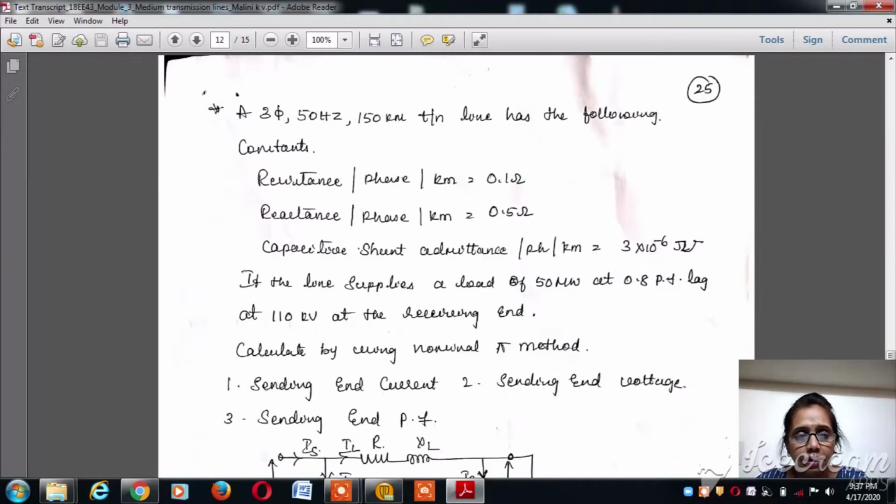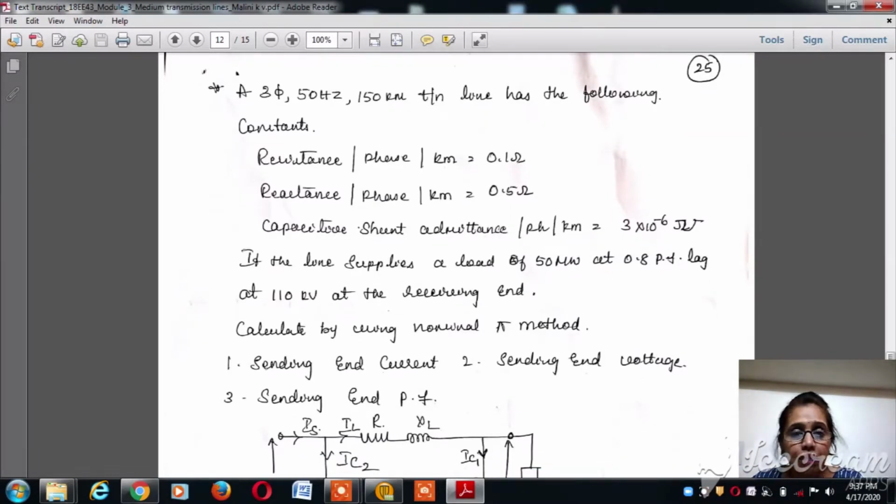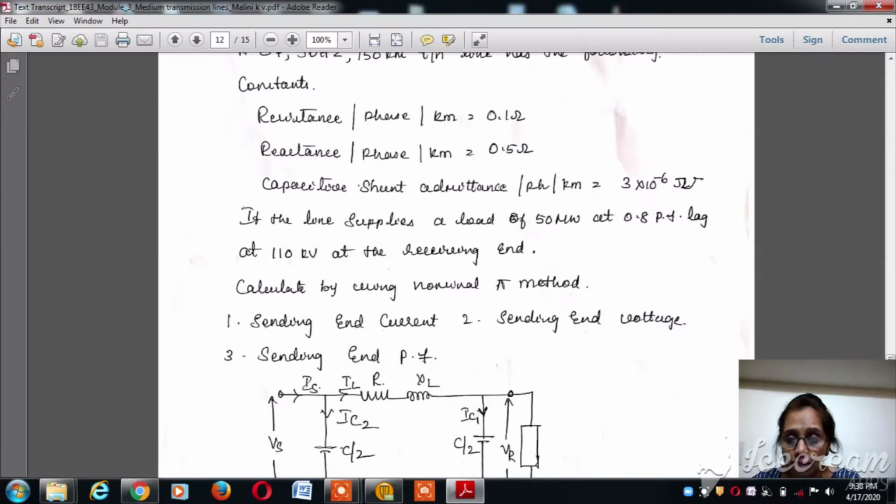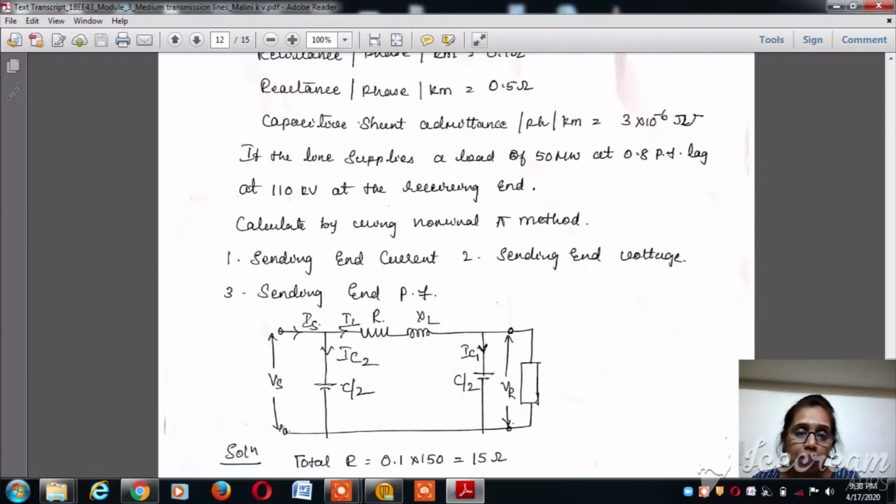Let's go with this. A three-phase 50 Hertz 150 kilometer transmission line has the following constants. Resistance per phase per kilometer is 0.1 ohm. Reactance per phase per kilometer is 0.5 ohms. Capacitive shunt admittance per phase per kilometer is 3 into 10 to the power minus 6 mho. The line supplies a load of 50 megawatt at 0.8 power factor lag at 110 kilovolts at the receiving end. Calculate by using the nominal pi method.